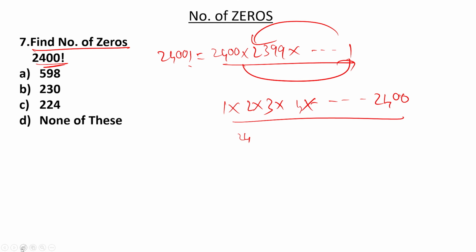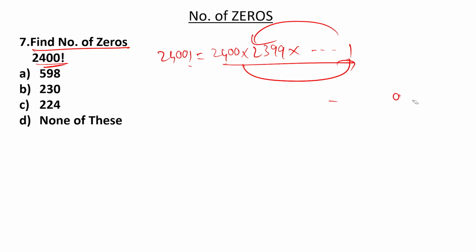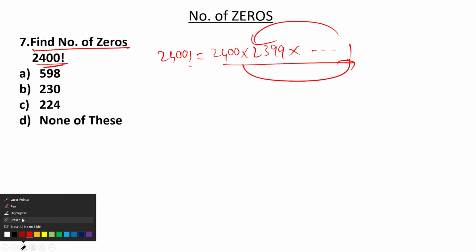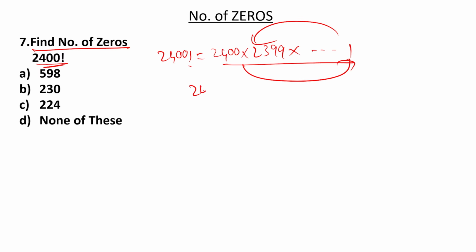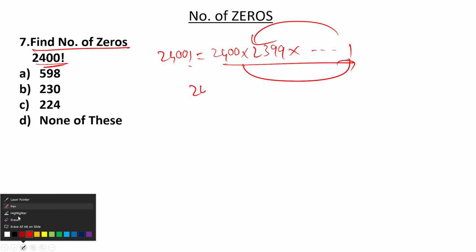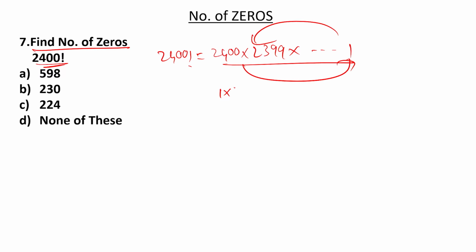That's the easiest way. Let me take the eraser. I want to erase it because I want space to solve the problem, right? Okay, let me take the pen. 1 into 2 into 3 up to 2,400.